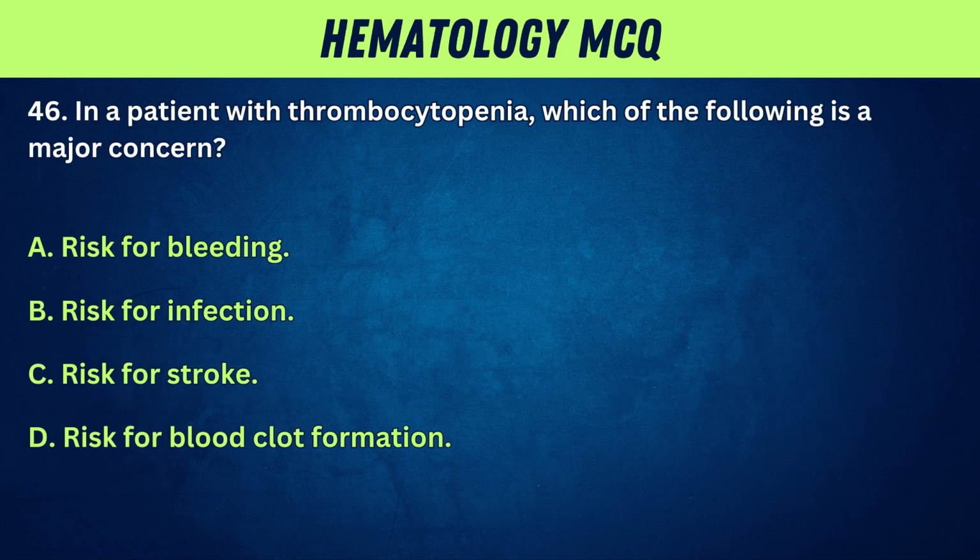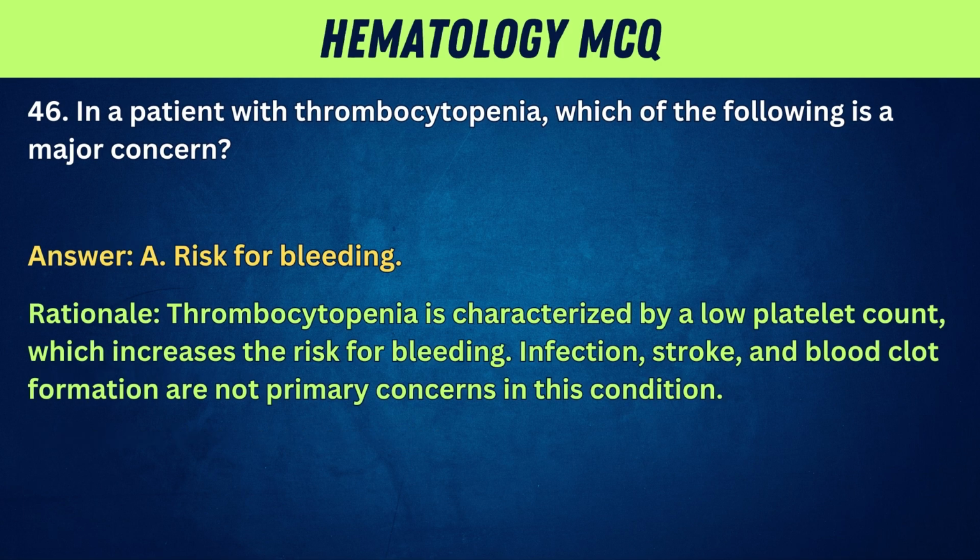46. In a patient with thrombocytopenia, which of the following is a major concern? A. Risk for bleeding. B. Risk for infection. C. Risk for stroke. D. Risk for blood clot formation. Answer: A. Risk for bleeding.